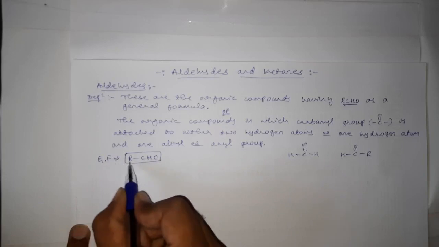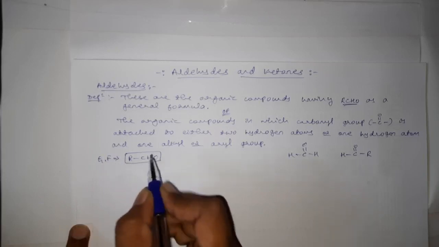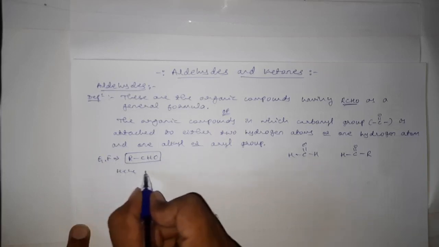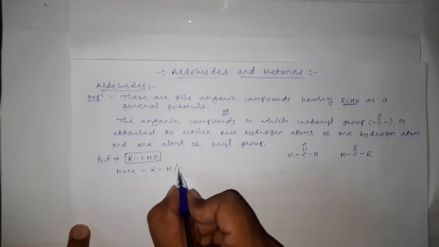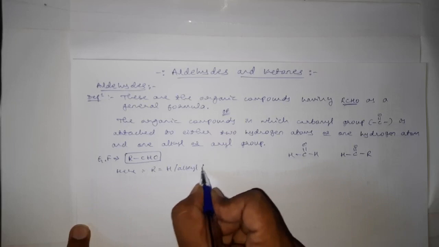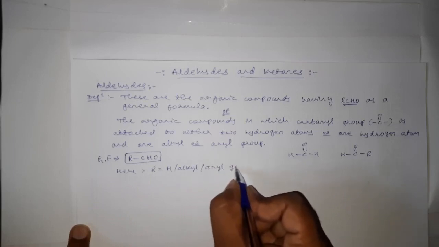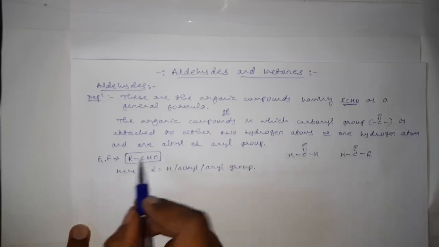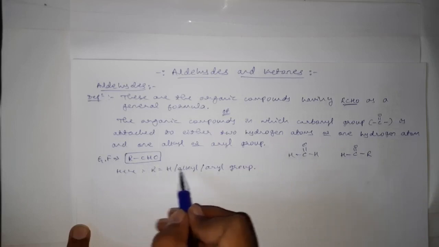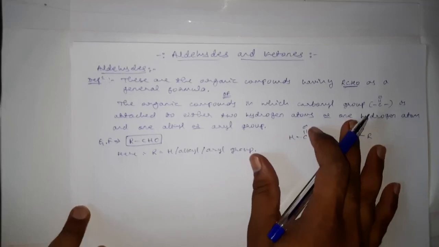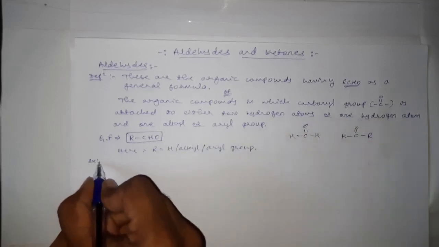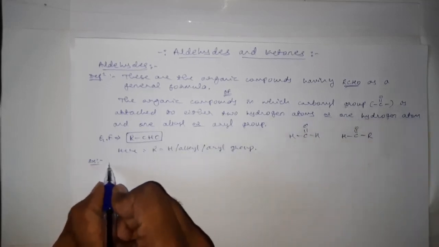And this is the general formula for these organic compounds. The general formula is RCHO. Here this R may be hydrogen or an alkyl or aryl group. This R may be a hydrogen, or it may be an alkyl, or it may be an aryl group. Okay, then take some examples for aldehydes.